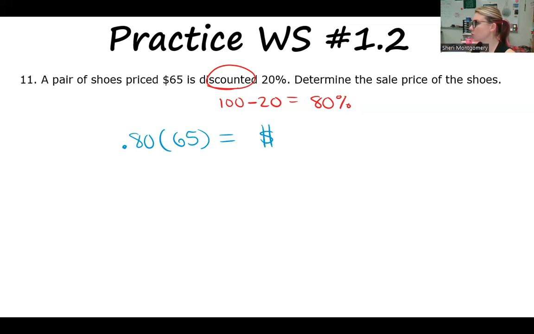Sale price, these are shoes, we need money. The dollar sign goes at the beginning. Some of you guys didn't get full credit on the bonus last time because you put the dollar sign at the end or you didn't put it at all. The dollar sign goes at the beginning. So we've got 0.8 times 65. What do you get?